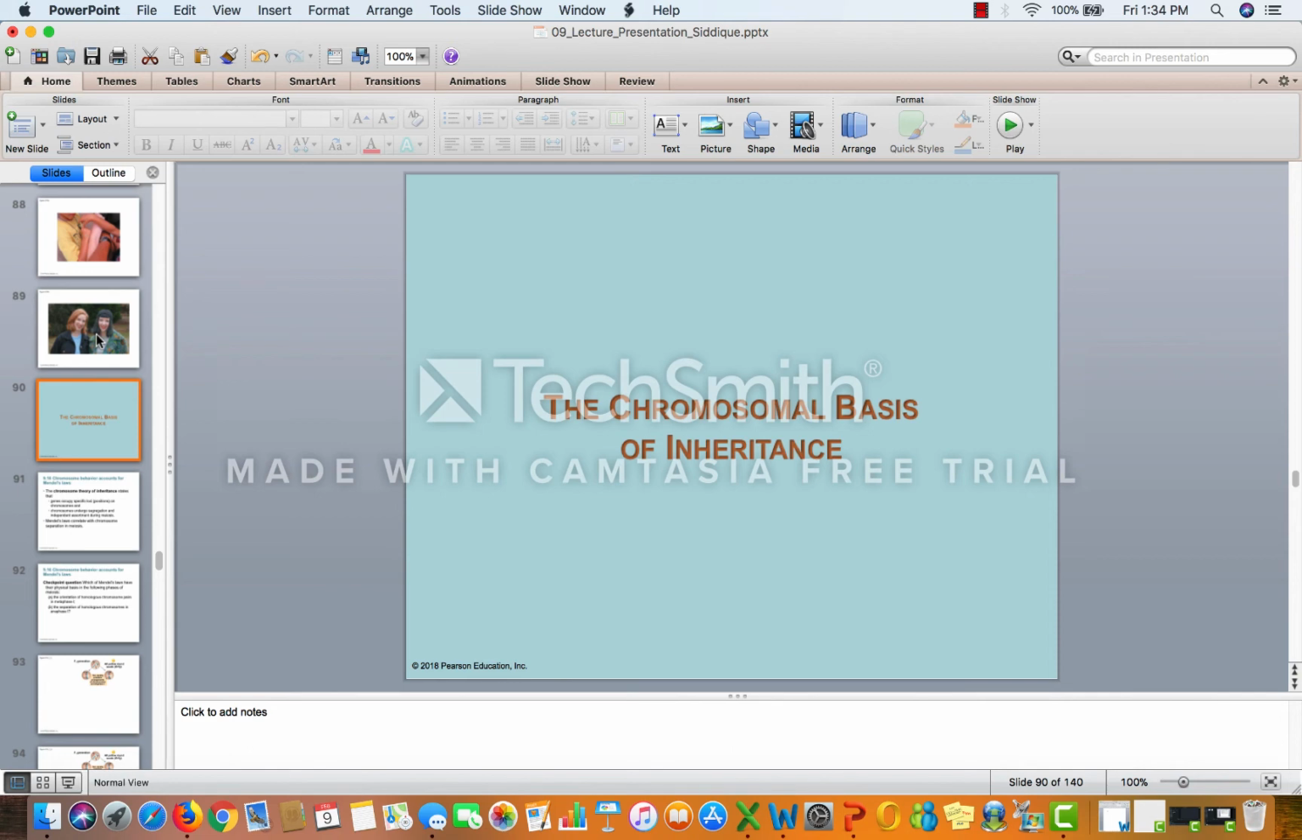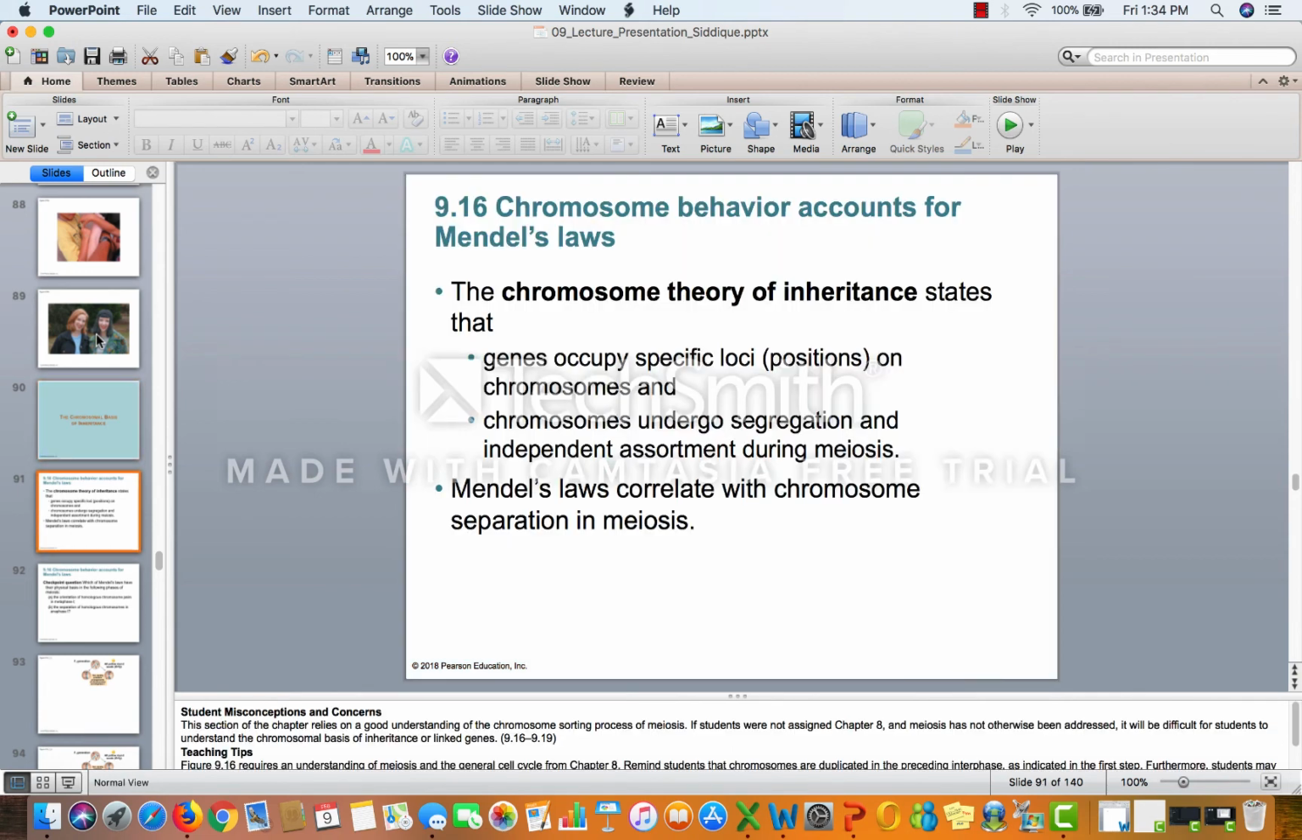Okay. All right, so let's take a look at chromosomal inheritance, the chromosomal basis of inheritance. So really this talks about loci, right?